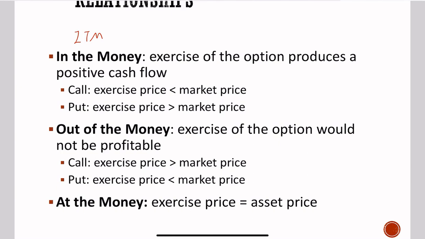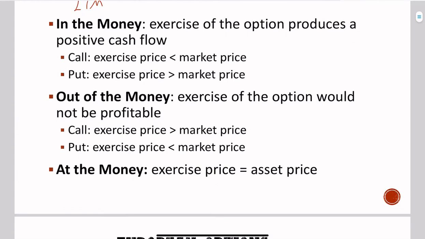What about a put? Well, for a put, if the exercise price is larger than the market price, a put basically means you will sell your asset at the exercise price. So if you can sell at the exercise price, and if the exercise price is larger than the market price, then your profit is given by exercise price minus market price. So in this case, we say this put option is in the money.